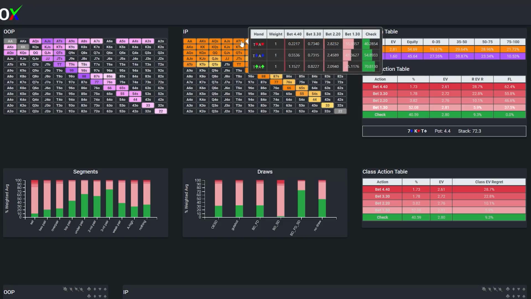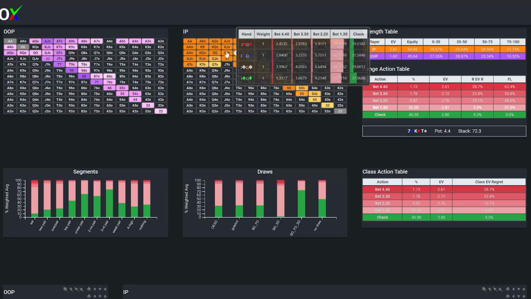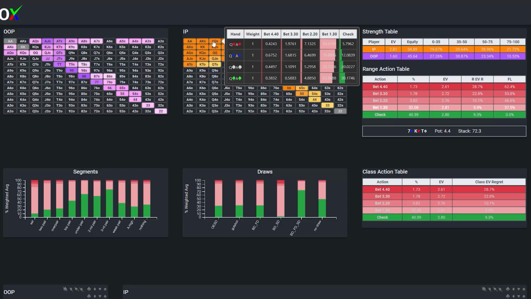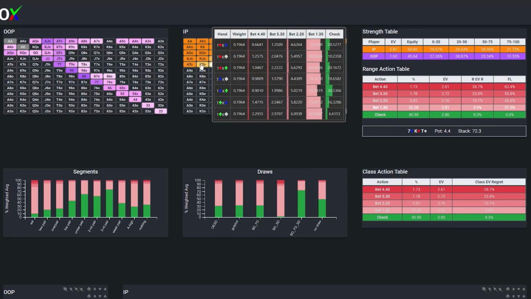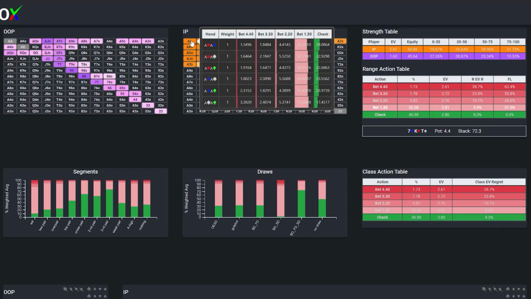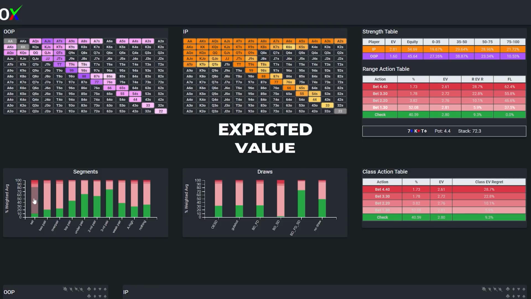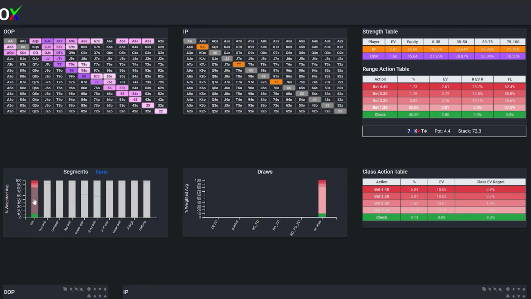Well, we can greatly simplify our strategy through the use of bucketing, but we want to do it in a rational and not in an arbitrary way by focusing on the most important concept in all of poker, EV. For example, let's start by creating a bucket for our strongest hands. First, when we bucket together all of our sets, we see that the EV regret for betting a number of different sizings is relatively low.